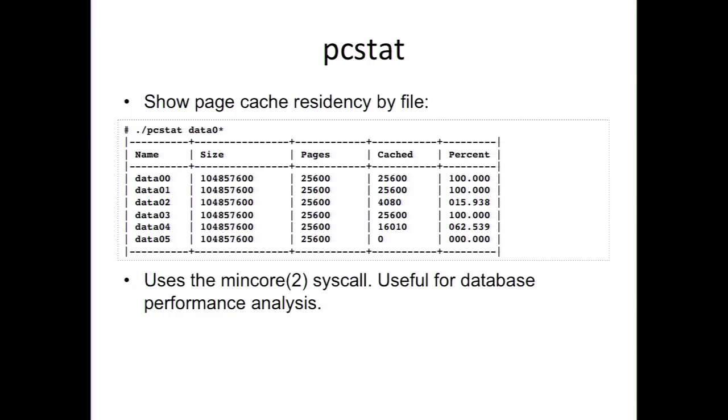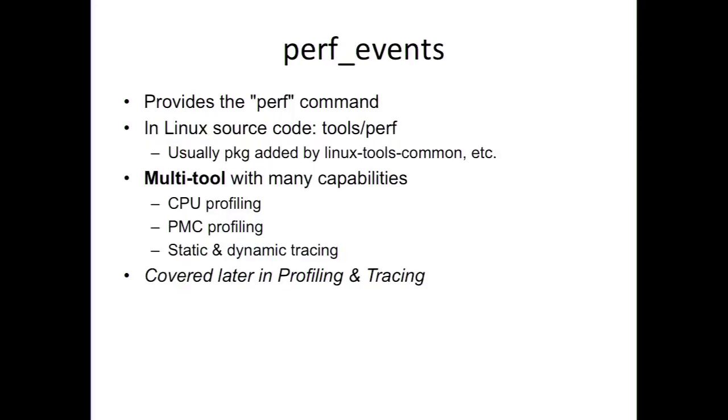pcstat to show page cache residency by file. This can be pretty useful for databases. I've got a bunch of files that I want to know what percentage of them are in DRAM right now. And so there's a syscall for this called mincore, for memory in core, in main memory. And pcstat is just a wrapper that one of my coworkers, Al Tobey, wrote, which is probably on GitHub somewhere, that just makes that syscall for given files and then gives you a nice table. So useful to find out how much of my database files right now are in DRAM.